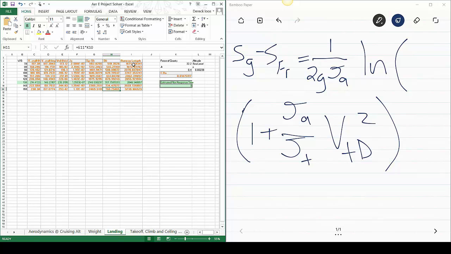And we just do that all the way down the line for each value of W over S. And then to get runway length, all we need to do is add SFR to SG minus SFR, and we find our runway length for each value of W over S.